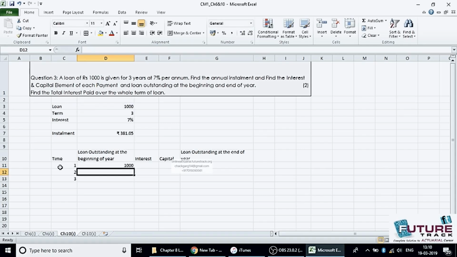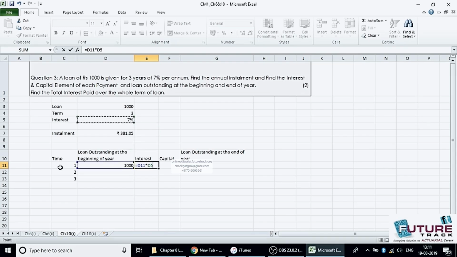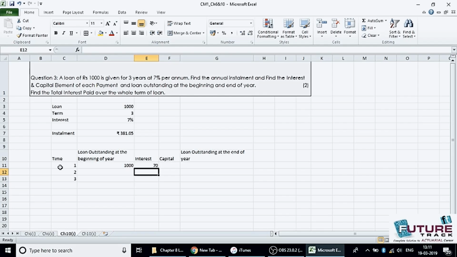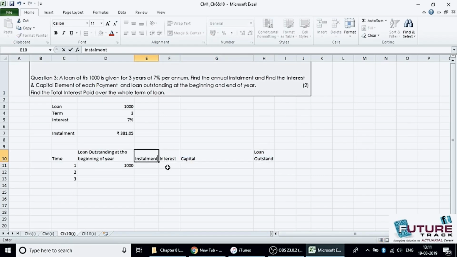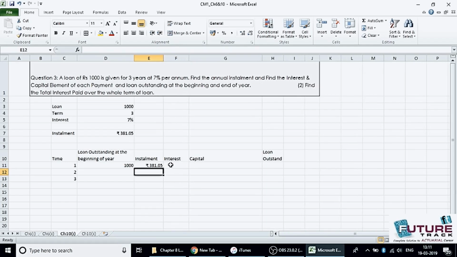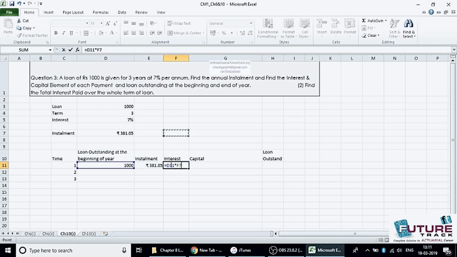Fine. So how to find the interest part? So the interest is, this is my loan amount multiplied by the interest, right? Equal to, so this is my interest part. Oh, we forgot to write installment. Let me shift this. We have to write our installment amount also. So we are paying 381 point. I'll just take a reference of this one. Now 381.05. Fine. So what is my interest part? Plus interest is the loan outstanding at the beginning into the I. This is my interest, right? So loan amount into I will give me the interest part, 70 rupees.